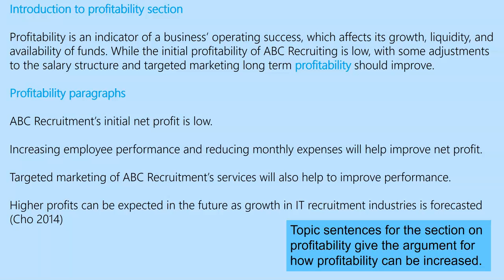In this example, you can see that the student goes on, at the topic sentence level, to develop the ideas outlined in their introduction to the profitability section in the same order. The first topic sentence will develop the idea that the company's current net profit is low, and the following topic sentences outline the argument for how profitability can be increased.